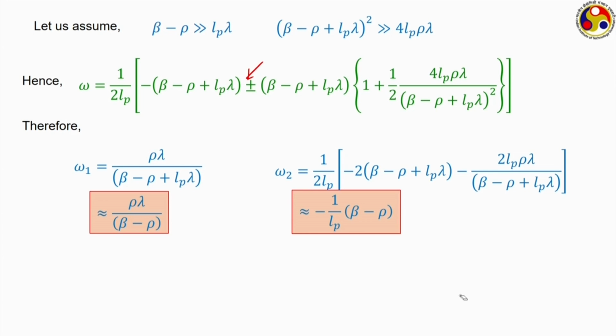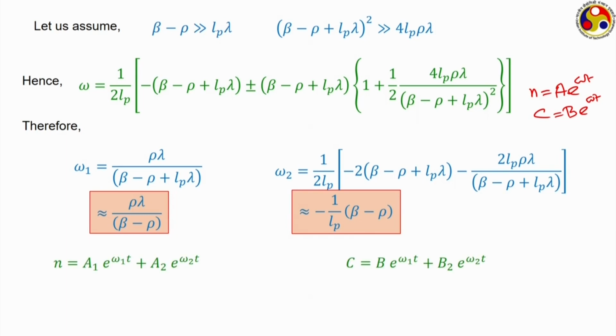So, we are getting two solutions for omega 1 and omega 2 because of the quadratic nature of the original equation. Now, remember the earlier solution that we assumed: n is equal to e times exponential of omega t, and similarly c is equal to b times e to the power omega t. But here we can see that omega can have two values, omega 1 and omega 2, and hence the solution of n and c has to be of an additive form. It is a1 e to the power omega 1 t plus a2 e to the power omega 2 t for n, and this should be b1 e to the power omega 1 t plus b2 e to the power omega 2 t corresponding to c.